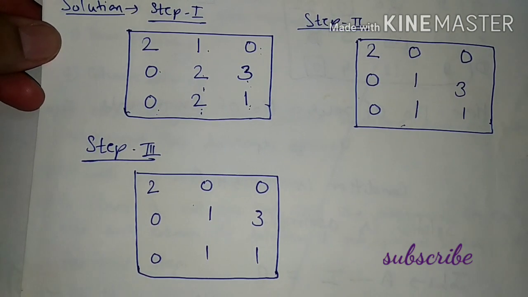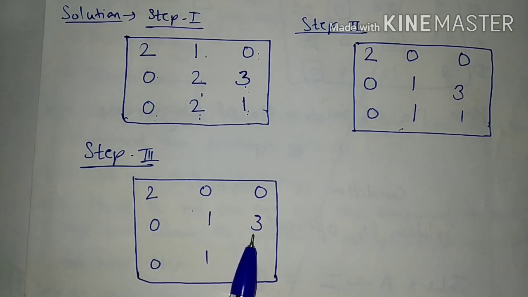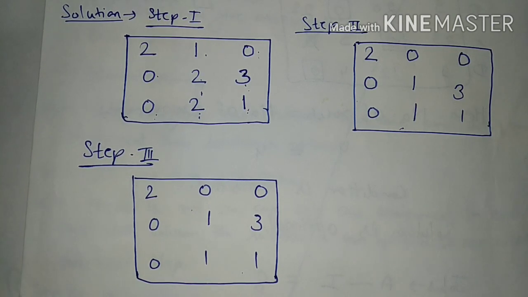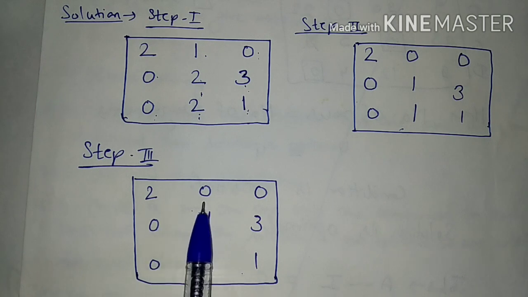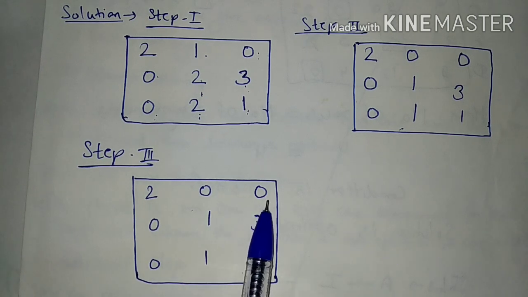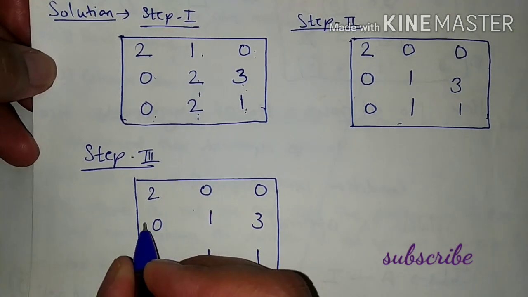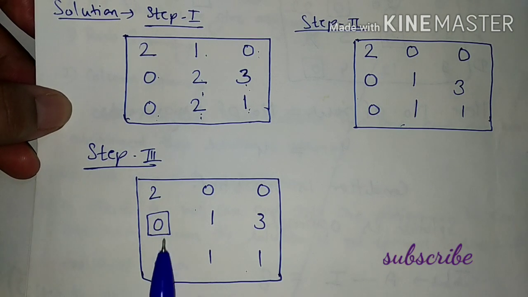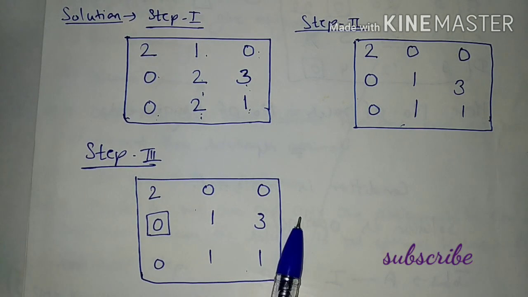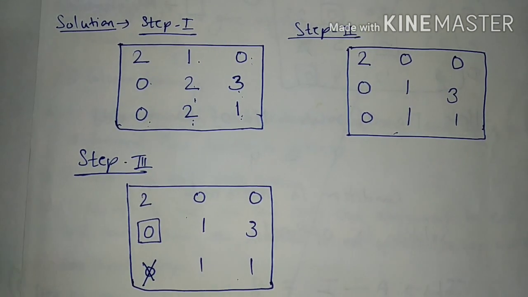In step number 3, scan all rows one by one. If we find a single 0, make a square around it. Now let's start. In row 1, there are 2 zeros, so leave it. In row 2, there is only 1 zero, so make a square around it. If there is any 0 in that column and in that row, then cross over it. Here there is 1 zero.